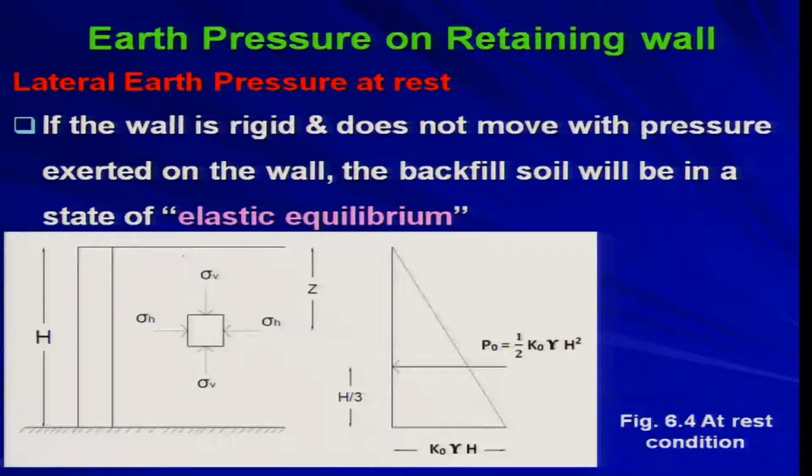So, what does it mean? If I look at this figure, this is the wall which is having the height say capital H. We are considering at some depth z from the top surface of the backfill one soil element. So, this soil element will be under this kind of state of stress. On the horizontal plane you will be having sigma v, and on the vertical plane you will be having sigma h. So, horizontal and vertical plane both will be your principal planes, because there is no shear stress on these planes. So, they must be the principal planes.